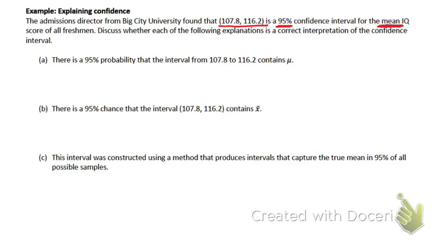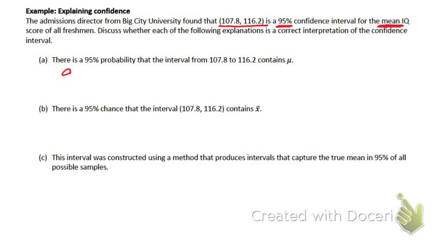So here we go. Is this true? There is a 95% probability that the interval from 107.8 to 116.2 contains mu. Is that true or false? False. Think about that 95%. Where does that come from? Does that come from calculating a probability of something? No. Or does that come from what percent of intervals have actually done what it's supposed to do? That's what it is. It's not that there's a chance of something.